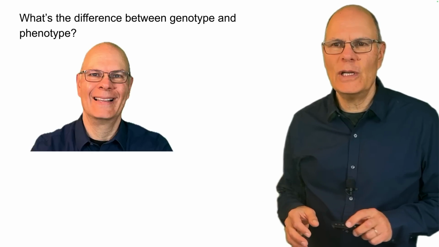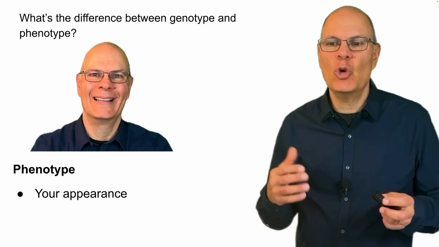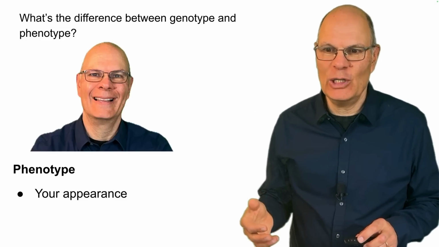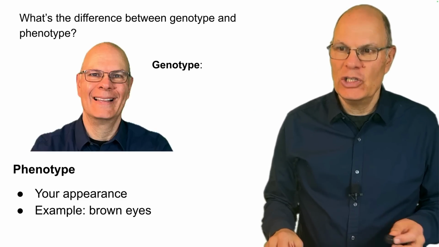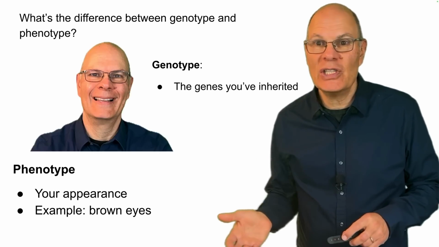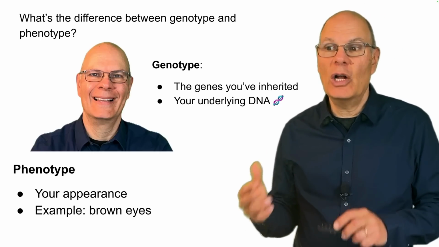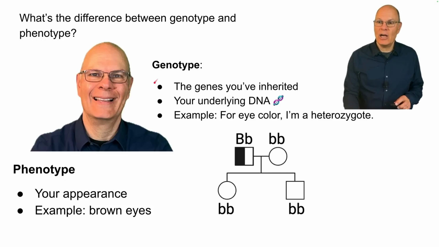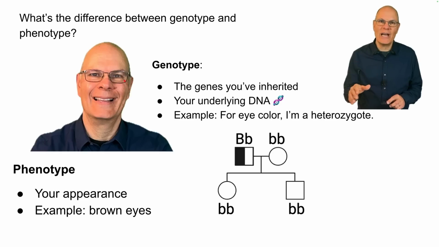What's the difference between genotype and phenotype? Phenotype is your appearance. It's the observable characteristics in an organism. An example is brown eyes. Genotype is the genes that you've inherited, the type of genes that you have. It's your underlying DNA. In my case, my eye color is brown. That's a dominant phenotype, though eye color is actually complex.